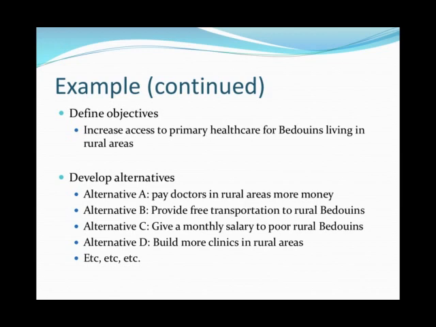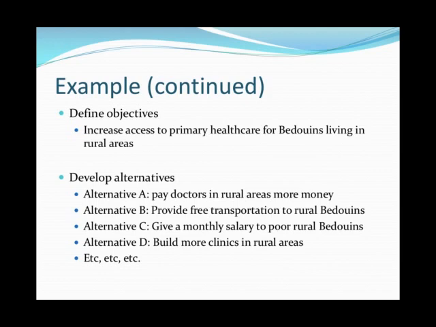Alternative C, maybe we can give a monthly salary to poor rural Bedouins, like all poor people in these small communities. We could give them money, so that they could easily take a taxi or a bus to a doctor if they needed. Alternative D, we could build more clinics in these rural areas because there's not enough clinics there right now. And so we could come up with many, many different alternatives.